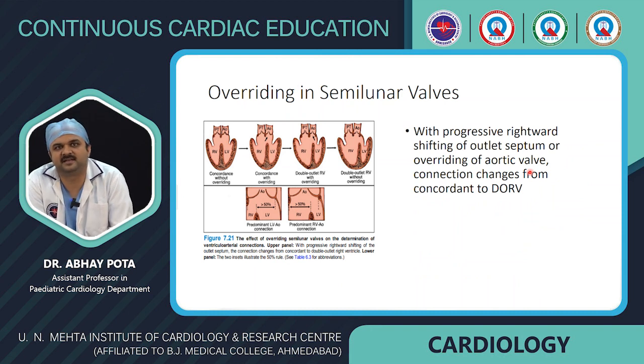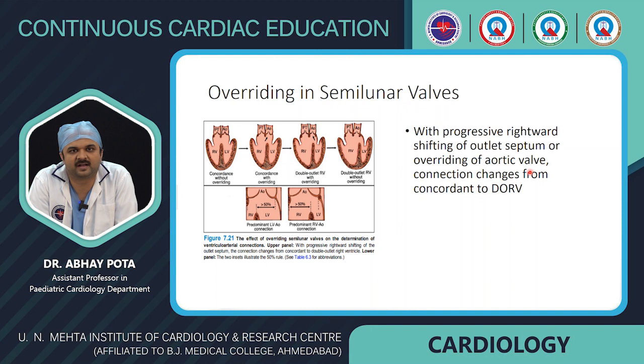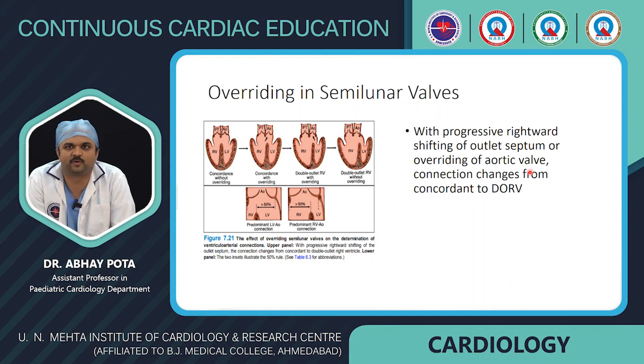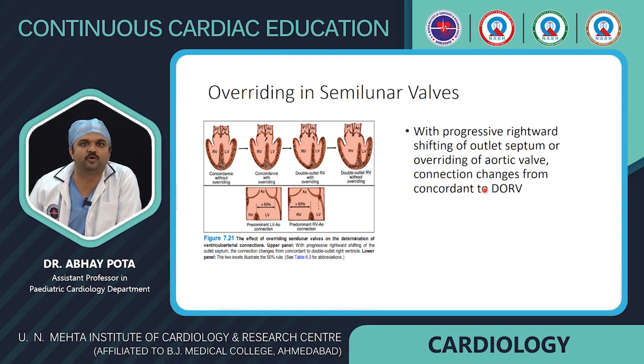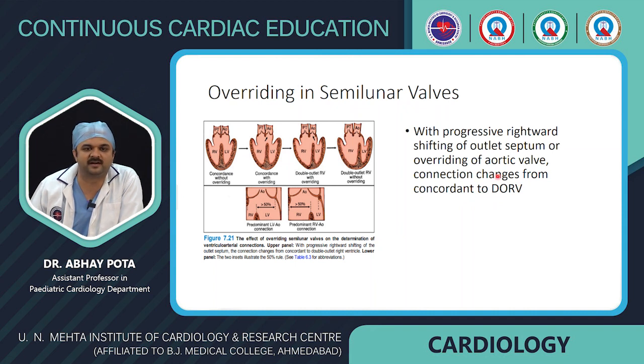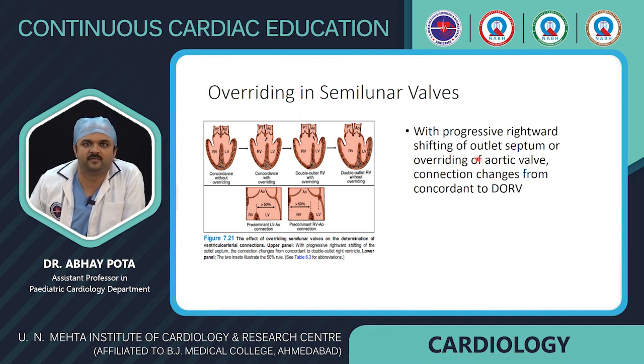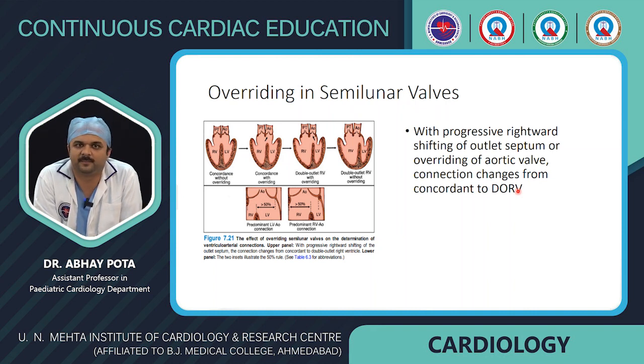Again, overriding can be seen in semilunar valves also. In the semilunar valve, with progressive rightward shifting of the outlet septum or overriding of the aortic valve, the connection changes from concordant to DORV. We have previously seen that the connection changes from concordant to DILV with progressive leftward shifting of the interatrial septum or right AV valve annulus, while here in the case of ventricular arterial connections, with progressive rightward shifting we can see that the connection is changing from concordant to DORV, and here the 50% overriding rule also applies.